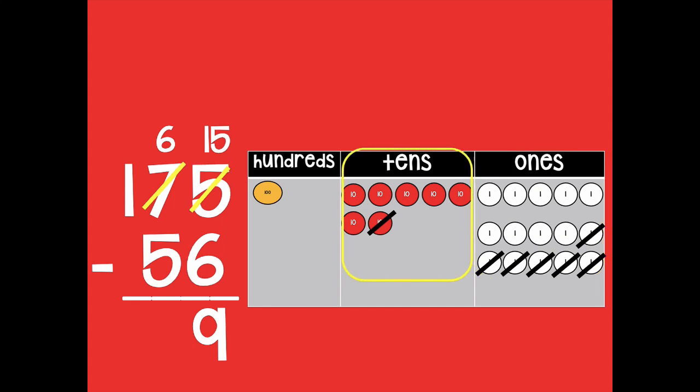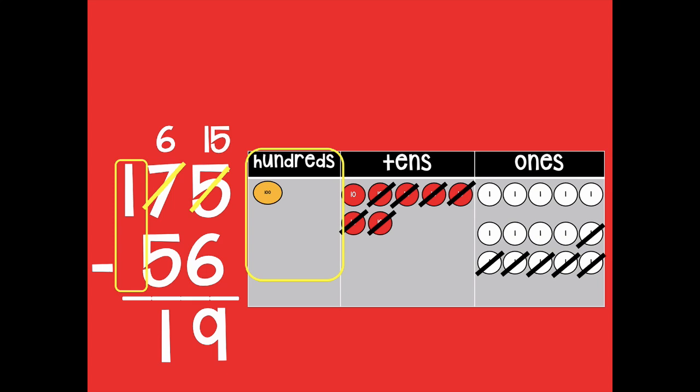I have 6 tens there, and I need to subtract 5. See how it tells me that in my vertical form? So I have enough right there. So let's subtract 5. 1, 2, 3, 4, 5. Now I'm left with how many tens are left, friends? Yep, 1 ten. Now I move to my hundreds place.